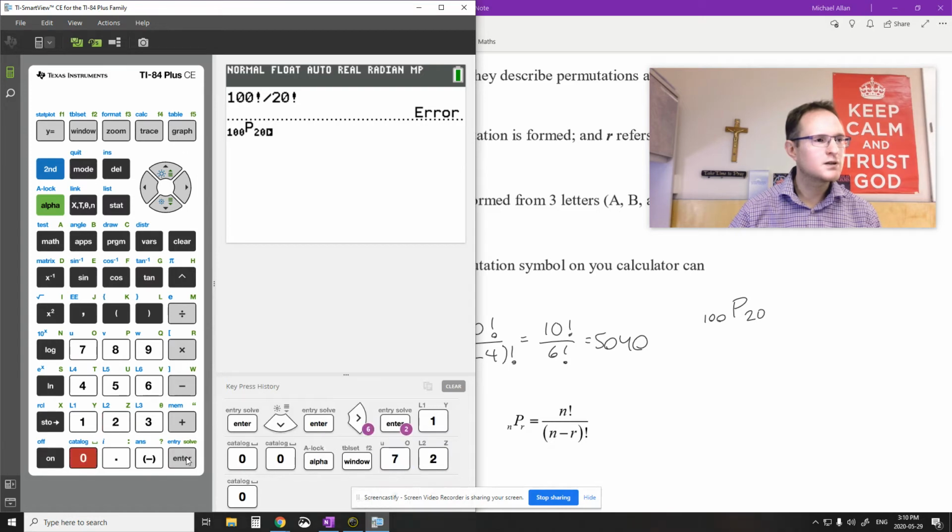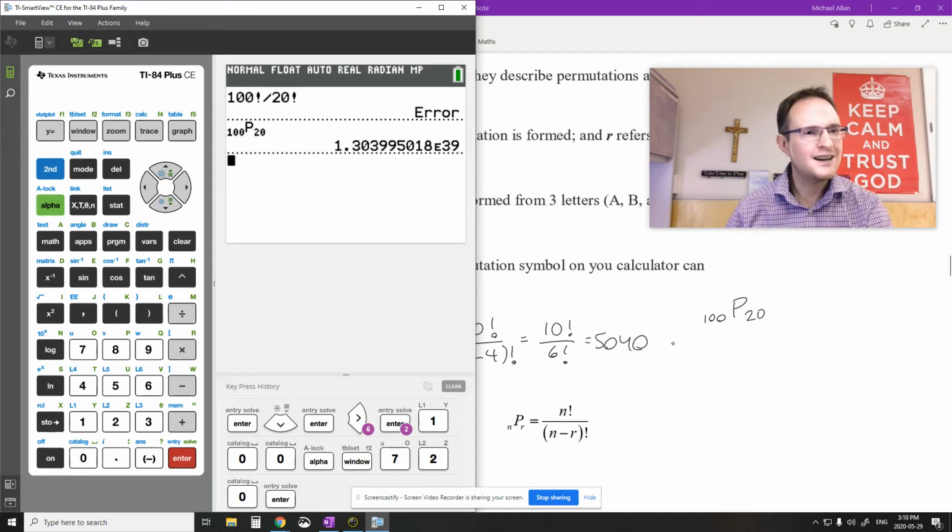Let's see if this can actually do it. It actually does. So it's just enough. So I got 10 to the 30. So how did it calculate that number? It can't calculate 100 factorial.